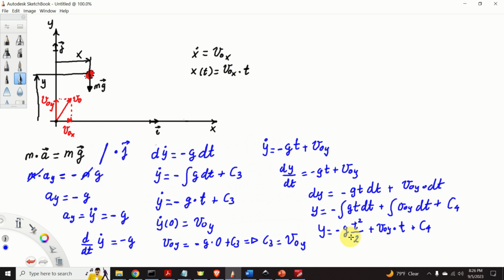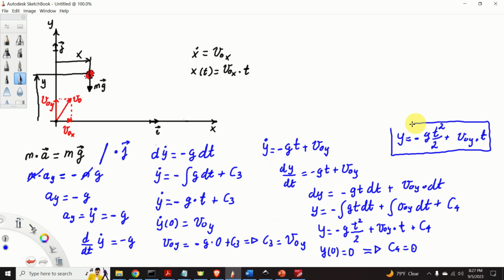Okay, perfect. Next, we need to determine the constant c4. Well, we determine this constant from the initial condition. We know that y of 0 is equal to 0, and by substituting this initial condition in this equation, we will obtain that actually c4 is equal to 0. And finally, y is given by this equation, minus gt squared over 2 plus v0y times t. Perfect. This is y. And over here we have y dot. Perfect.